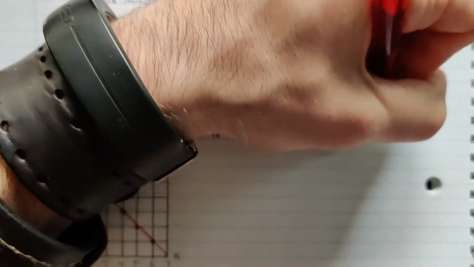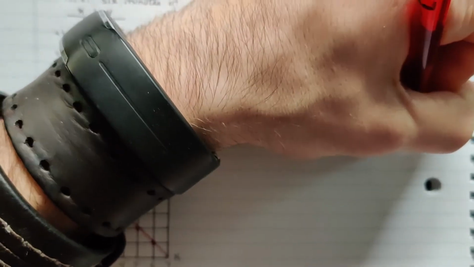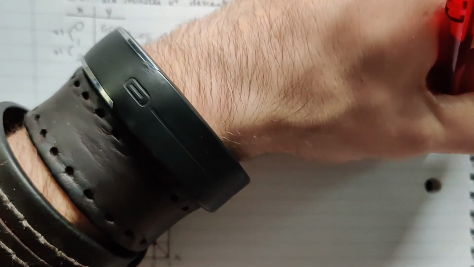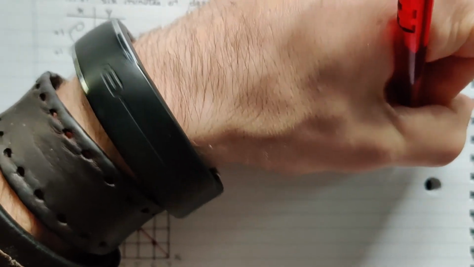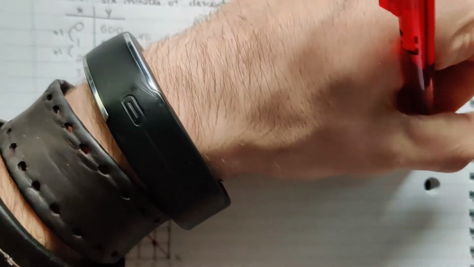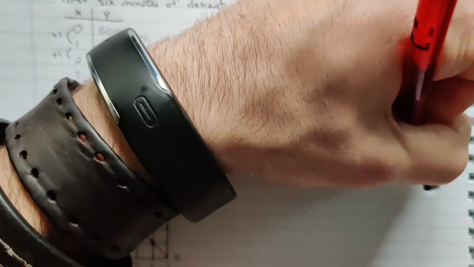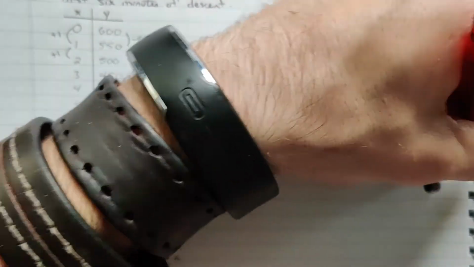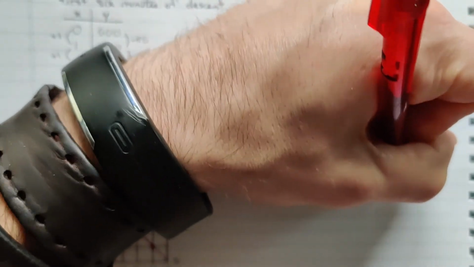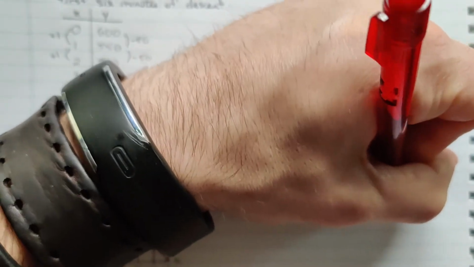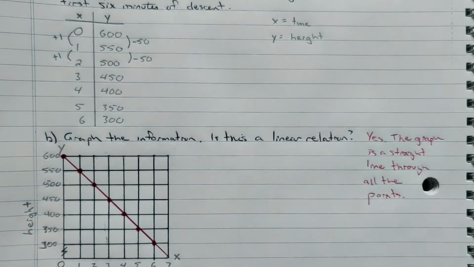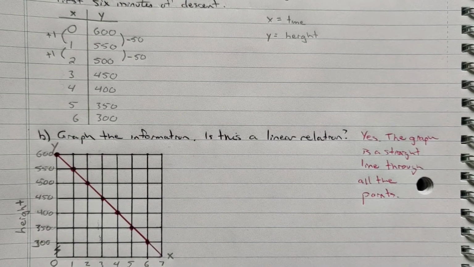So is this a linear relation? Yes. The graph is a straight line through all the points. Okay, so it's a linear relation because the graph is a straight line through all the points.